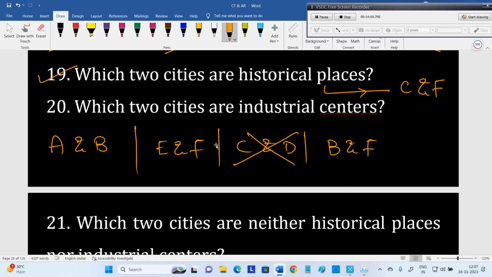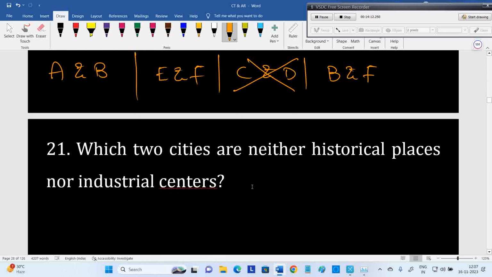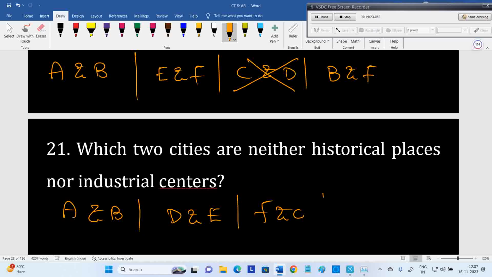The industrial centers. Fine, and the other one here is the below one. This one also I'll give the options. You check this. Is it A and B? Or is it D and E? Or is it F and C? Or is it B and D? Or is it none of this? Okay, we have only four options. There is nothing called none also.